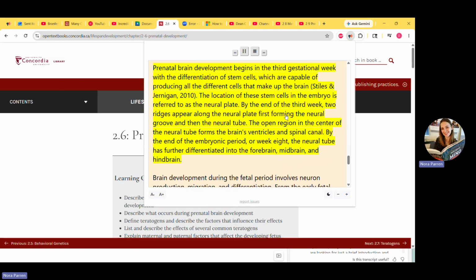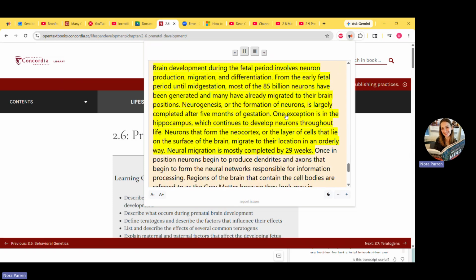The open region in the center of the neural tube forms the brain's ventricles and spinal canal. By the end of the embryonic period, or week 8, the neural tube has further differentiated into the forebrain, midbrain, and hindbrain. Brain development during the fetal period involves neuron production, migration, and differentiation. From the early fetal period until gestation, most of the 85 billion neurons have been generated and many have already migrated to their brain positions.